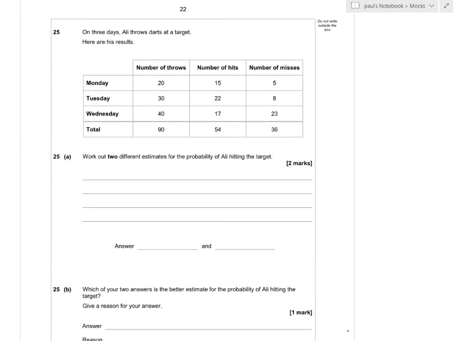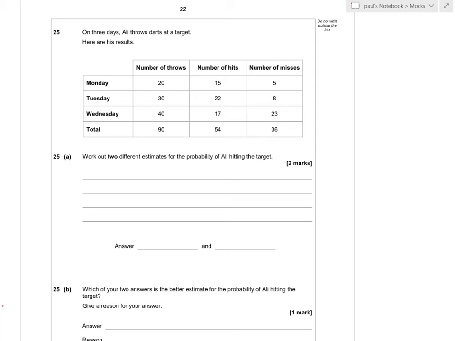Okay. Number 25. Number 25, good. I'm alright with number 25. No idea. What are we doing? On 3 days, Ali throws darts at a target. Here are the results. Work out two different estimates for the probability of Ali hitting a target.